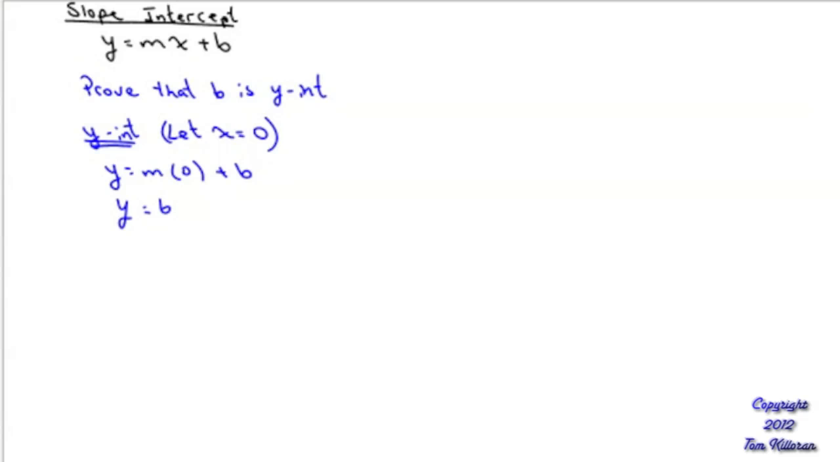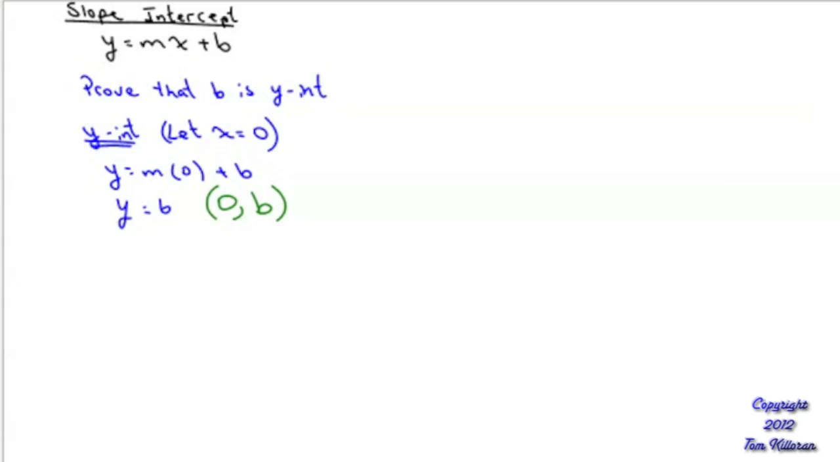What's the coordinate? x equals 0, y equals b. That's a y-intercept. Therefore, b is the y-intercept. By the way, if I ask you what the y-intercept is, please don't tell me b. Tell me (0, b), because it is a point on a piece of graph paper.